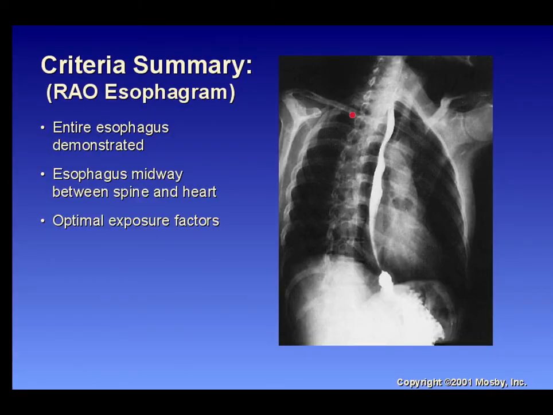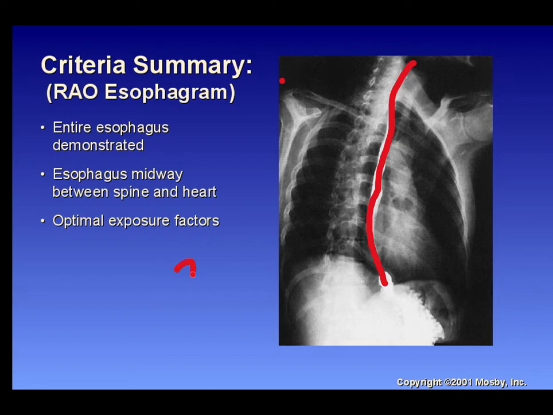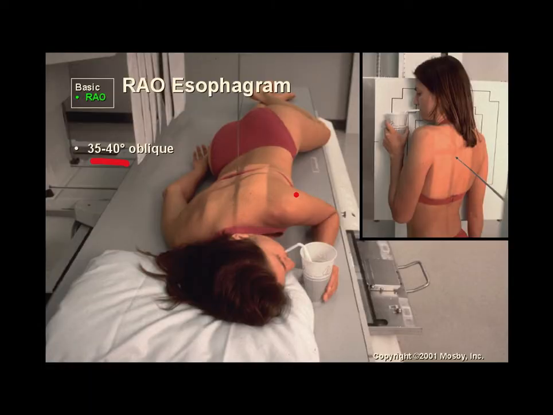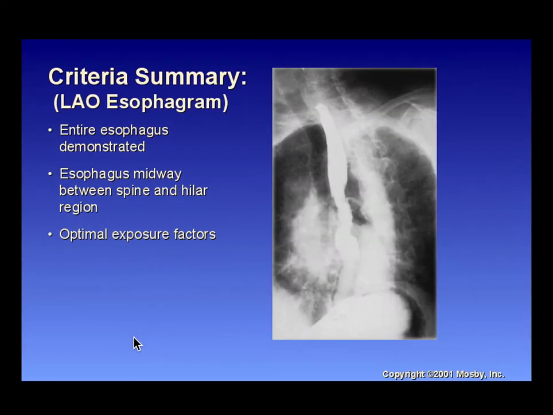Criteria: the entire esophagus demonstrated. So you want the entire esophagus demonstrated all the way down, and that's when you're going to do that sip and swallow. The esophagus is midway between the spine and the heart, and that is your oblique position, that 35 to 40 oblique, okay? So make sure that you position your patient correctly. You're moving that esophagus off of the spinal column, because otherwise you're going to visualize that esophagus overlaying that spinal column, and you're not going to get an optimal picture, okay?